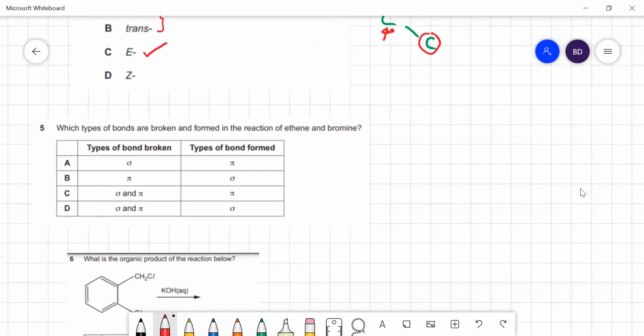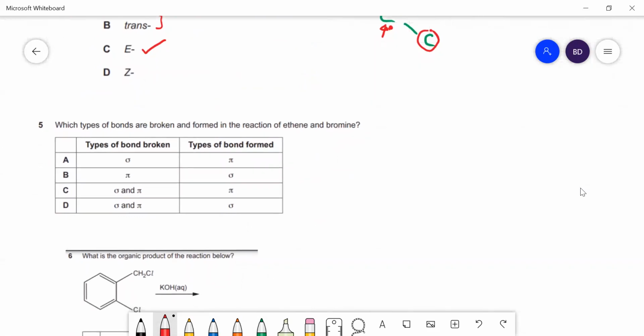Okay, which type of bonds are broken and formed in the reaction of ethene and bromine? Let's just draw that. So we've got ethene. It's going to react with Br2 to form dibromoethane.